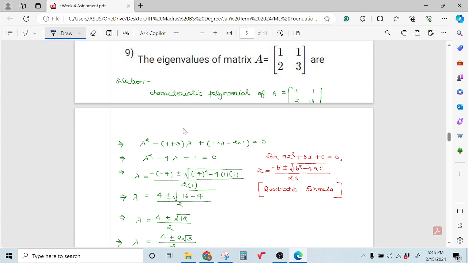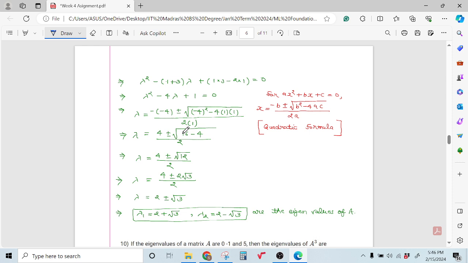To solve the above quadratic equation, we will use the quadratic formula. In general, for x square plus bx plus c is equal to 0, the quadratic formula is x equal to minus b plus minus under root b square minus 4ac upon 2a. So we will use this formula and solve for lambda, and we got lambda is equal to 2 plus minus root 3. So lambda 1 is equal to 2 plus root 3 and lambda 2 is equal to 2 minus root 3 are the eigenvalues of A.